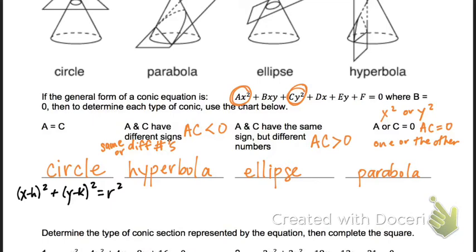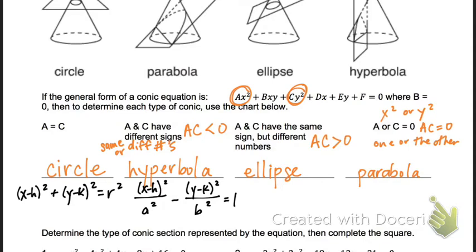For a hyperbola, we have x minus h squared over a squared minus y minus k squared over b squared equals 1. No, I just said we don't have to memorize them.